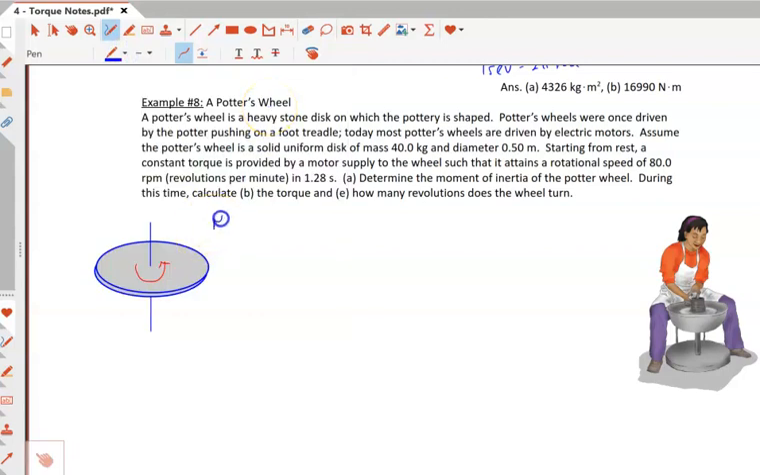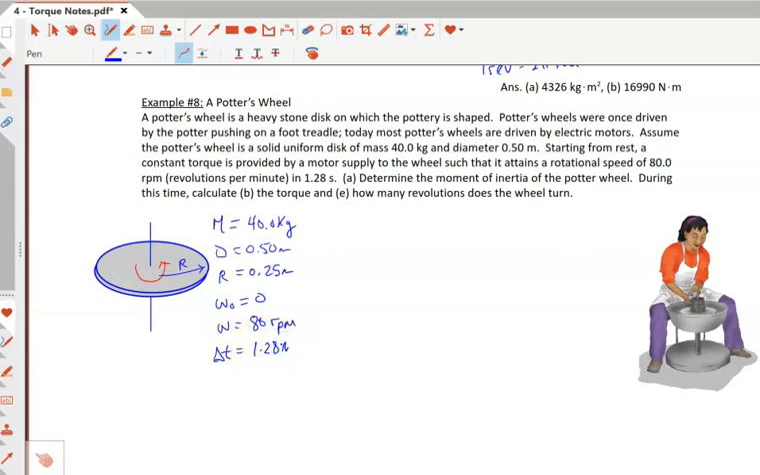We know that the mass of this disc is 40 kilograms. We're given the diameter of it is 0.5 meters. That means essentially that the radius is then 0.25 meters. So this is r in here, by the way. And we're told that it starts from rest, so that means that the initial angular velocity is 0. It reaches an angular velocity of 80 RPM, revolutions per minute, and it does this in a time period of 1.28 seconds.